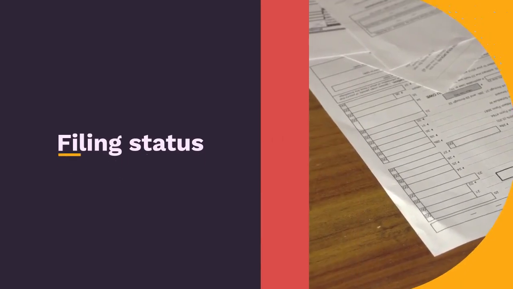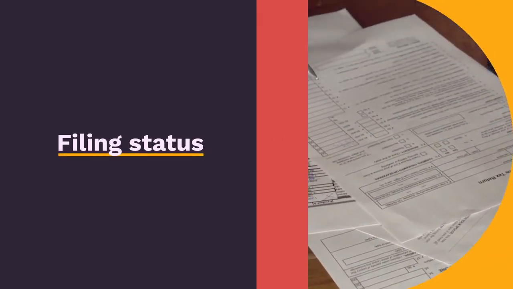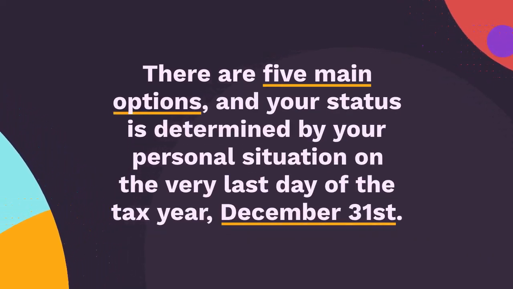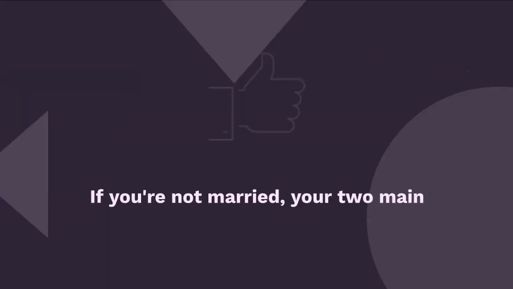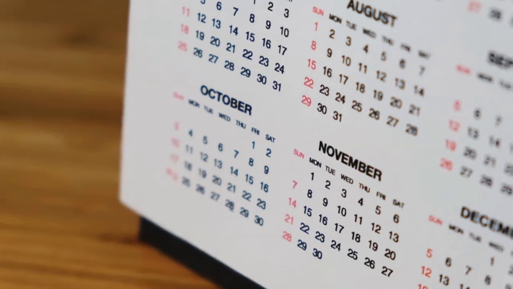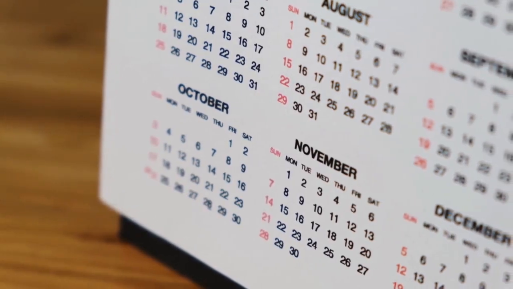First, for individuals, your tax classification is called your filing status. There are 5 main options, and your status is determined by your personal situation on the very last day of the tax year, December 31st. If you're not married, your 2 main choices are single or head of household. You're considered single if you're unmarried, divorced, or legally separated.